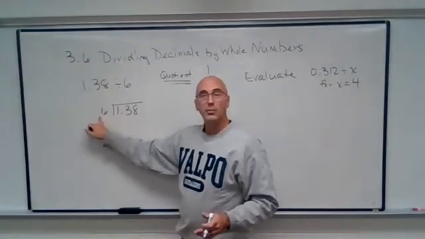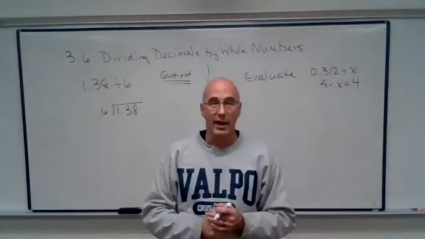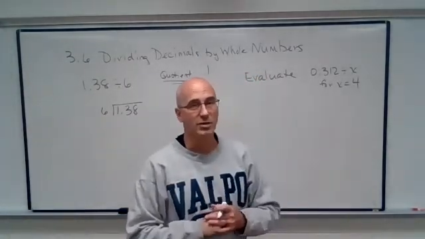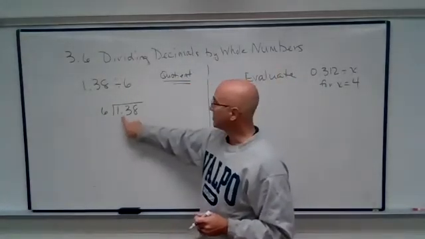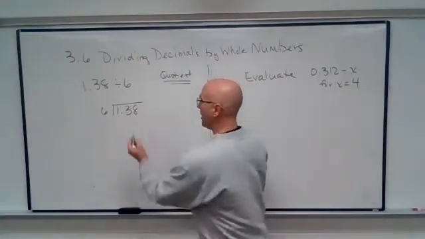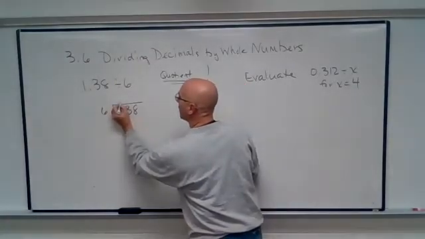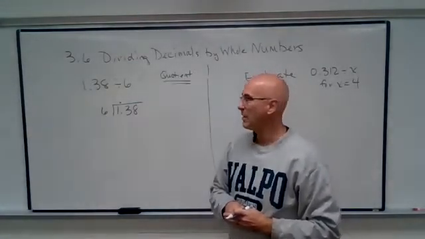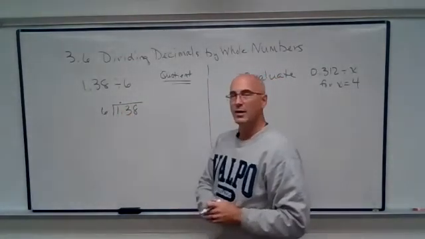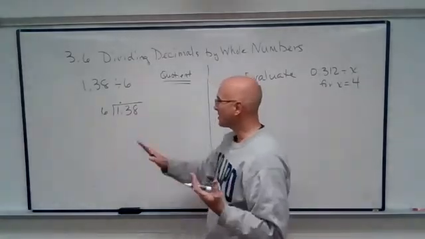When we have a whole number out here, we can just start dividing. Okay? But the first thing we are going to do is deal with that decimal point. It's a very simple procedure. We take this decimal point and we move it up above our division line. Okay? We move it up here. So now we're going to start dividing.